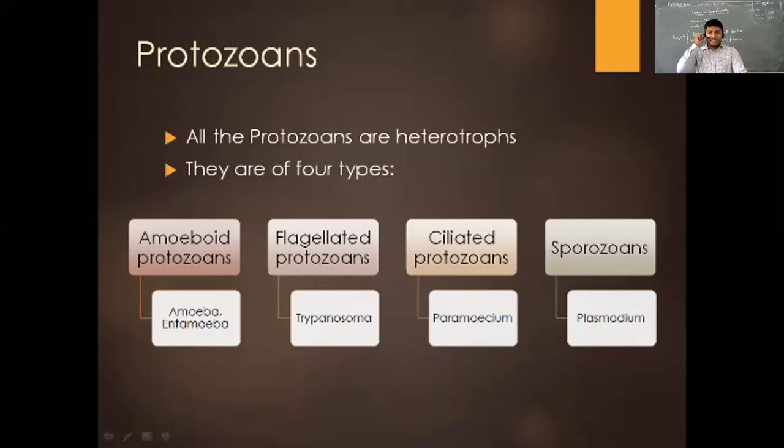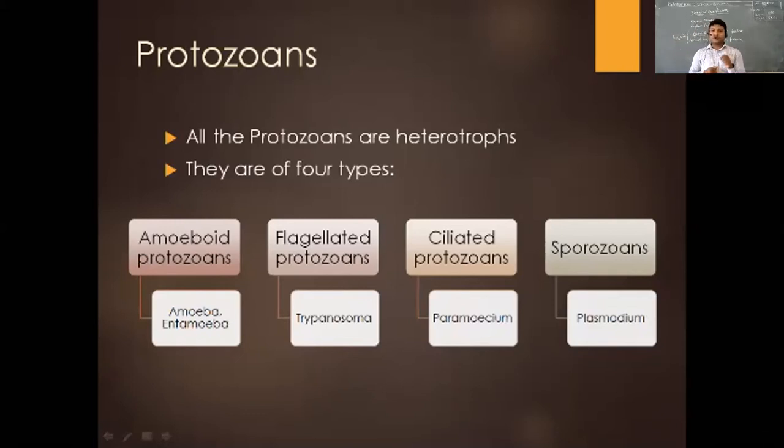Now the third category, as the name suggests, is going to be the ciliated protozoans. They contain cilia throughout the organism, and one very simple example of that is the paramecium, right? Paramecium have cilia throughout the body, and that helps them to move from one place to the next, or helps in the process of locomotion.